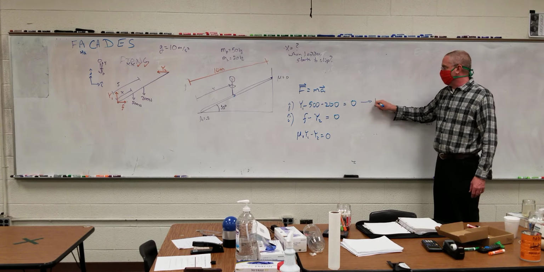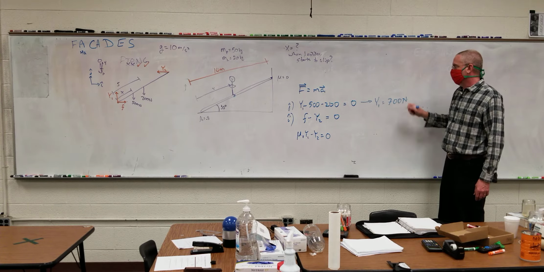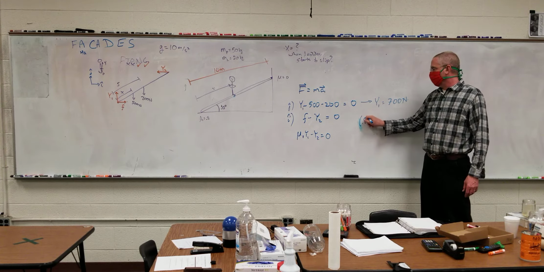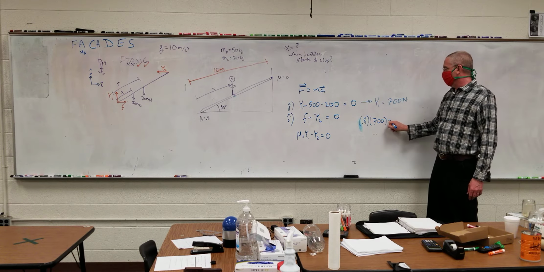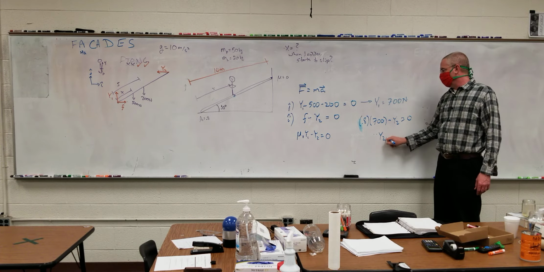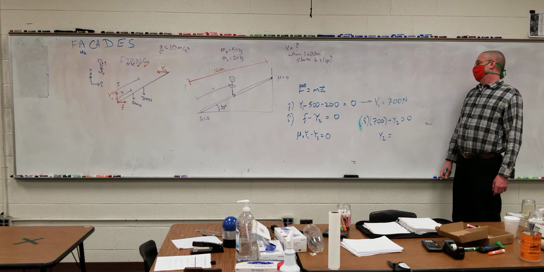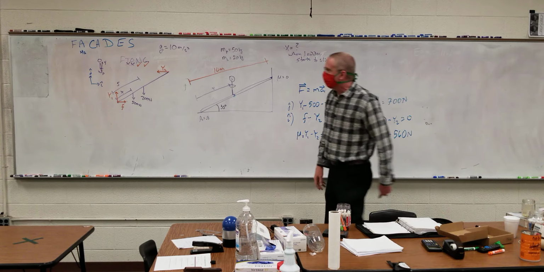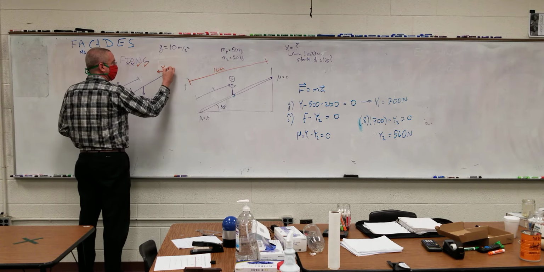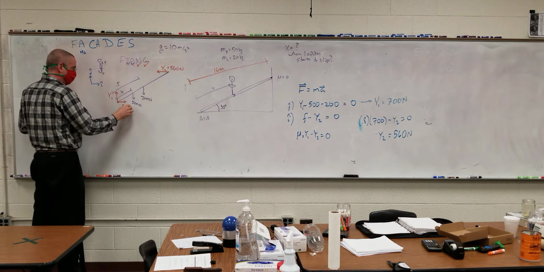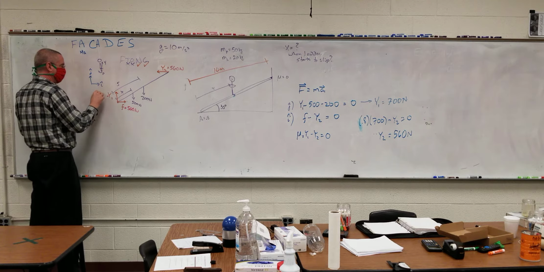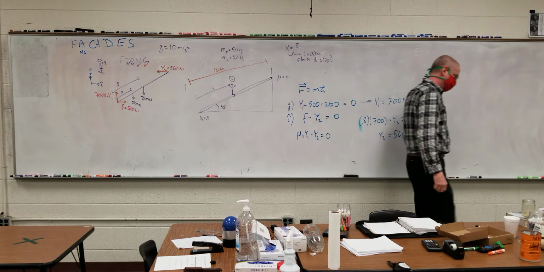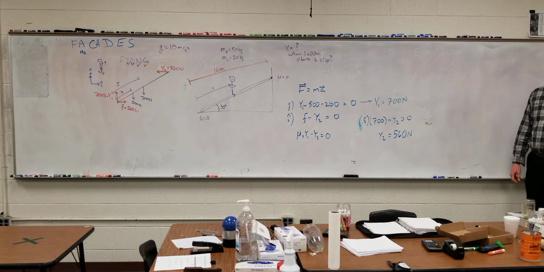So for this first one, doing the fancy math, Y1 must be equal to 700 newtons. Plugging that down there, I have the number for it, I gave that to you, 0.8 times 700 minus Y2 equals 0. And so Y2 is equal to 560 newtons. So I know that Y2 equals 560 newtons. My friction is 560 newtons, and Y1 is 700 newtons.